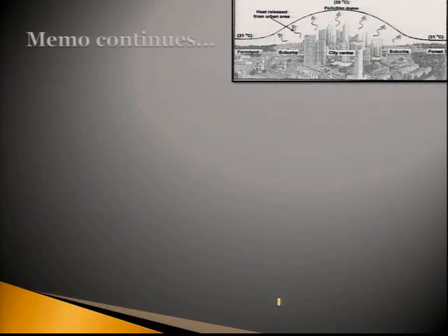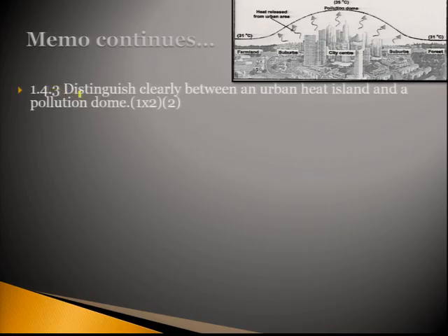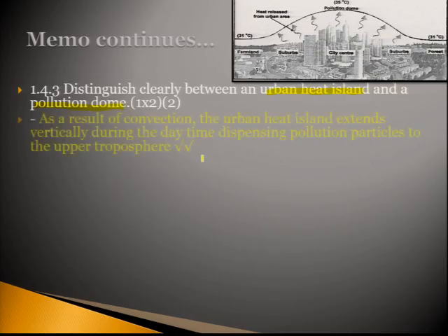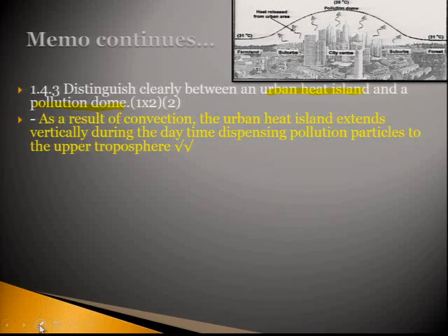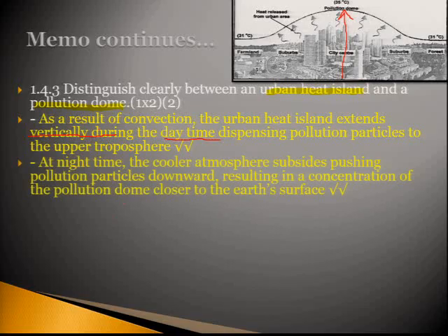Let's continue, colleagues. On the same figure 1.4, question 1.4.3: distinguish clearly between urban heat island, very clear, and the pollution dome. I wanted to clarify this. Your urban heat island is as a result of urban heat which is extending vertically. This occurs mostly during the daytime, taking your pollution particles to the higher levels or to your troposphere. At the very same time, this occurs during the day.